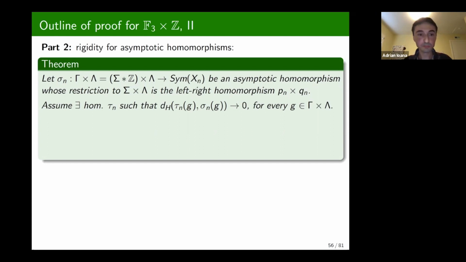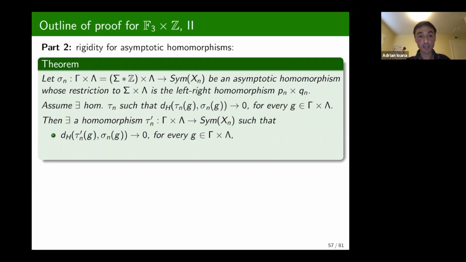And then assume that for such an asymptotic homomorphism, I have some homomorphisms tau n such that the distance between tau n and sigma n goes to 0 pointwise in the Hamming distance. All right, then I can find a different homomorphism tau n prime, which still has the same property, that the distance between tau n prime and sigma n goes to 0, but has the additional property that tau n prime is also the left-right homomorphism when restricted to sigma times lambda. So if sigma n is close to an actual homomorphism, then I can take that homomorphism to agree with sigma n on the smaller subgroup sigma times lambda.